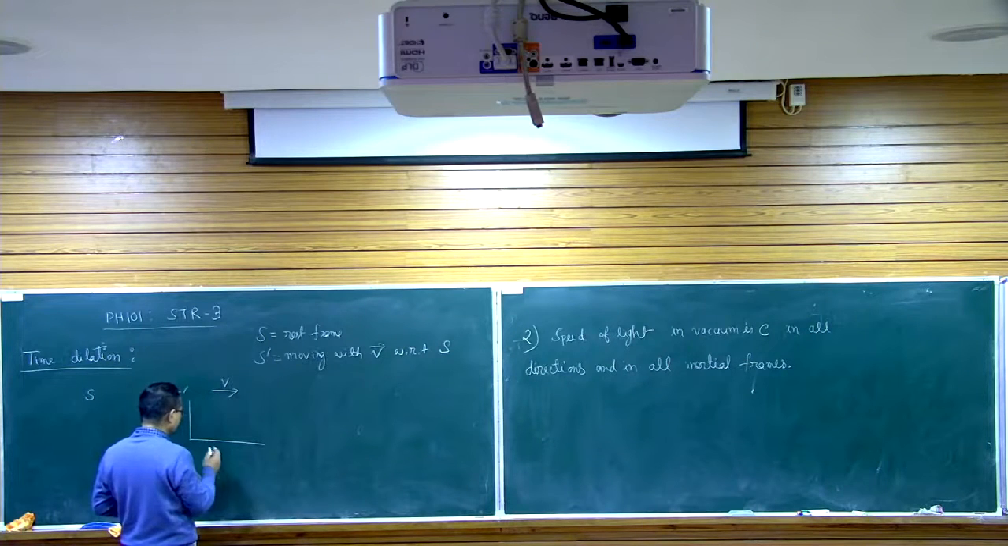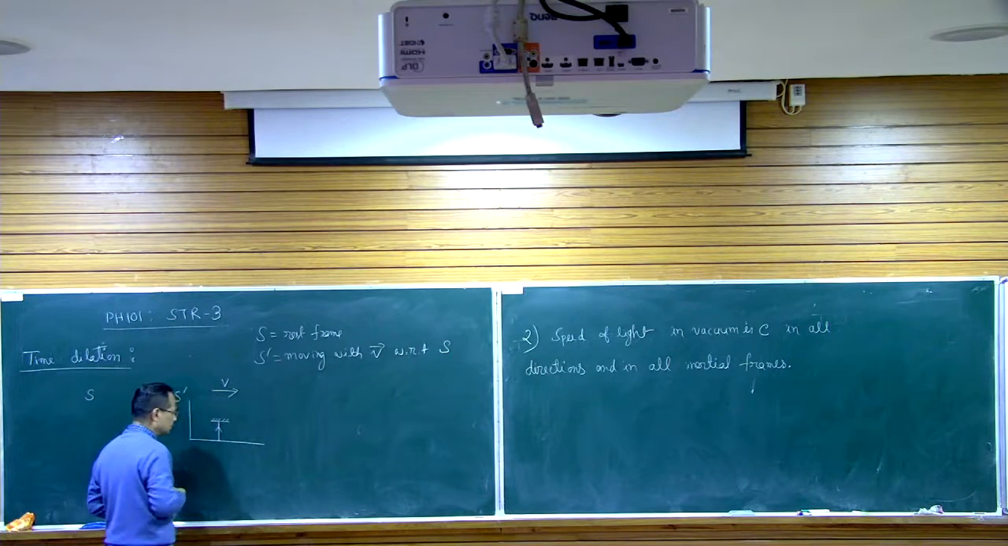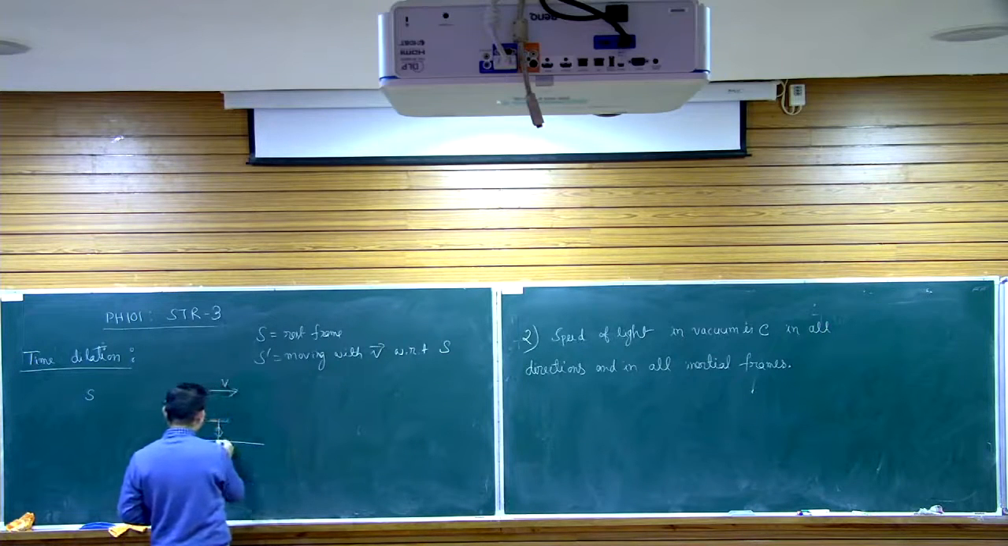And what are the events? The event is that a light emits from the floor. It travels towards the roof, and on the roof there is a mirror fixed. It gets reflected from the roof and it comes back. So the observer S prime measures the time interval between the emission of light from the floor of the train and the reception of the light after it is getting reflected from the mirror.